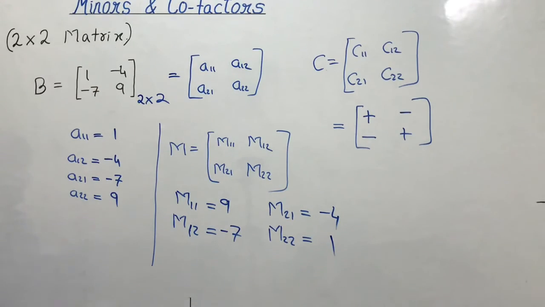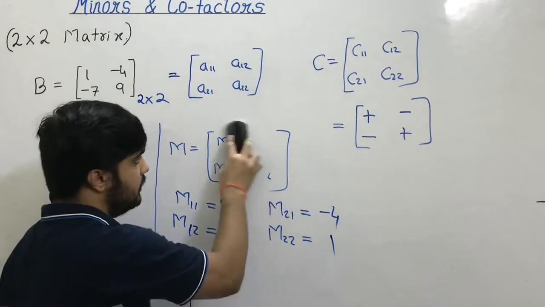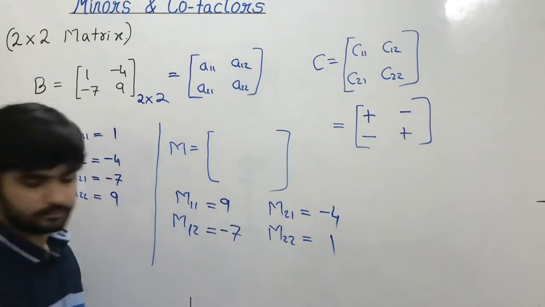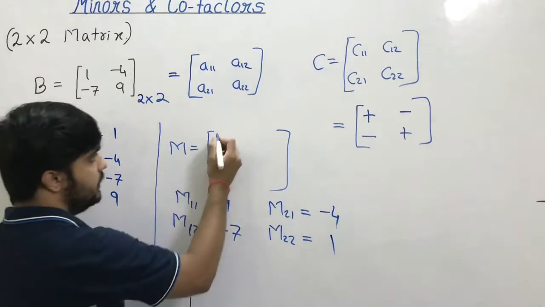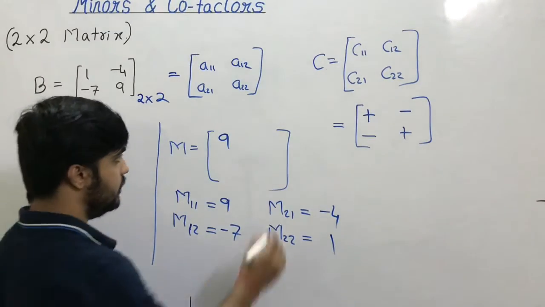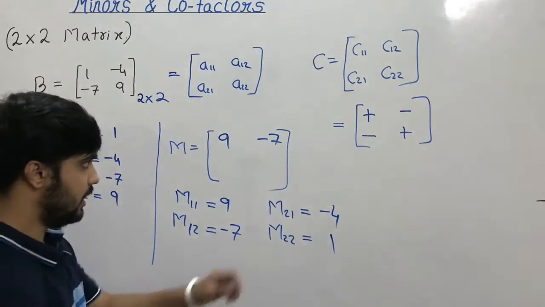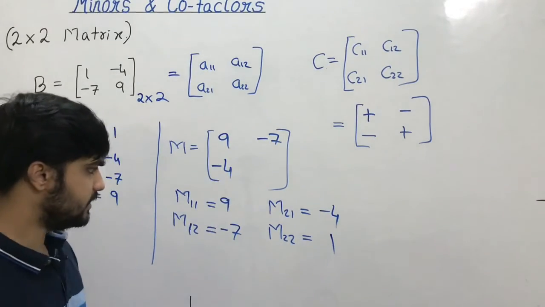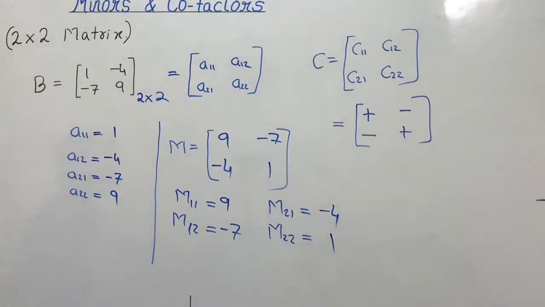So we can directly write the matrix of minors. In this place we can write the values. Our M11 is 9, M12 is minus 7, M21 is minus 4, and M22 is 1.